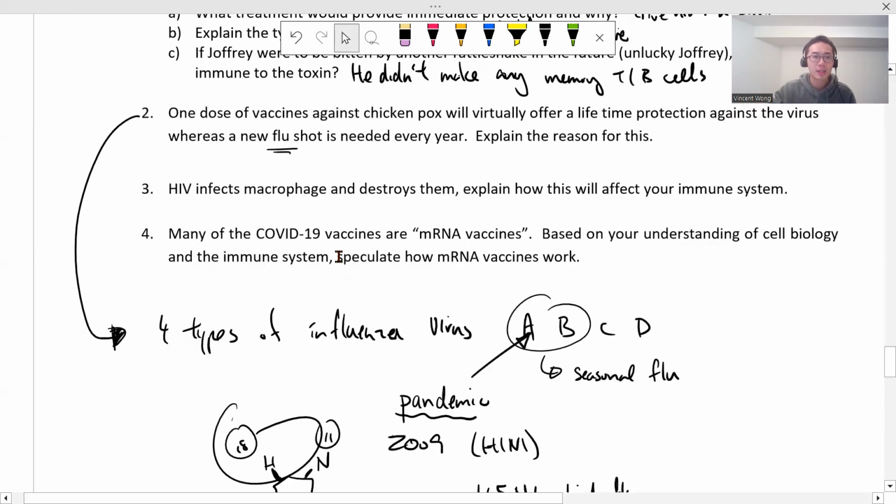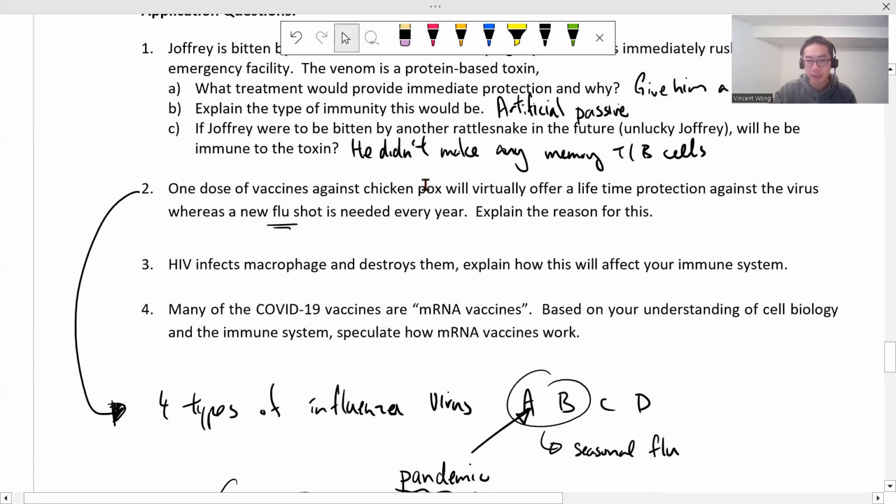Okay, so to answer this question, chickenpox doesn't mutate. It doesn't change every season. So that's why once you get the vaccine, you're protected for life. Or if you recover from chickenpox, you have the antibodies and you're protected for life. But the flu virus changes, it mutates. So just like the coronavirus, it mutates.